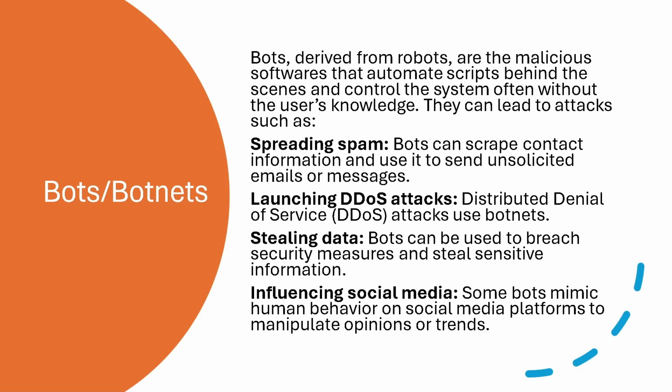Bots and botnets. Bots, derived from the word robots, are malicious software that automates scripts behind the scenes and controls the system, often without the user's knowledge. They can lead to attacks such as spreading spam. Bots can scrape contact information and use it to send unsolicited emails or messages. DDoS attacks, or distributed denial of service attacks, can be used by botnets. More on them later. Stealing data. Bots can be used to breach security measures and steal sensitive information. Influence social media. Some bots mimic human behavior on social media platforms to manipulate opinions or trends.